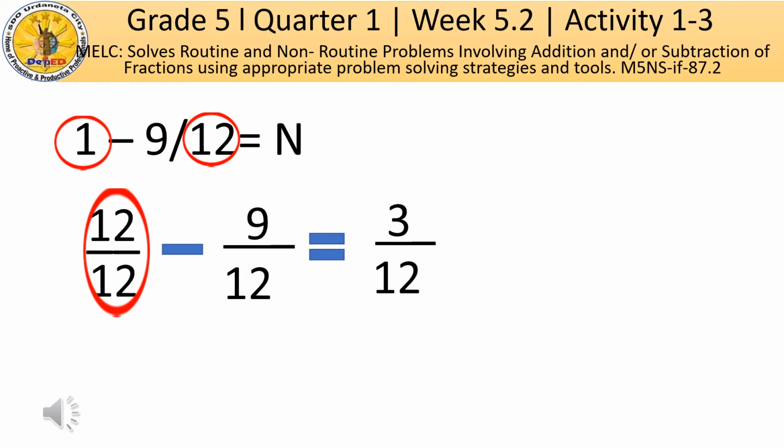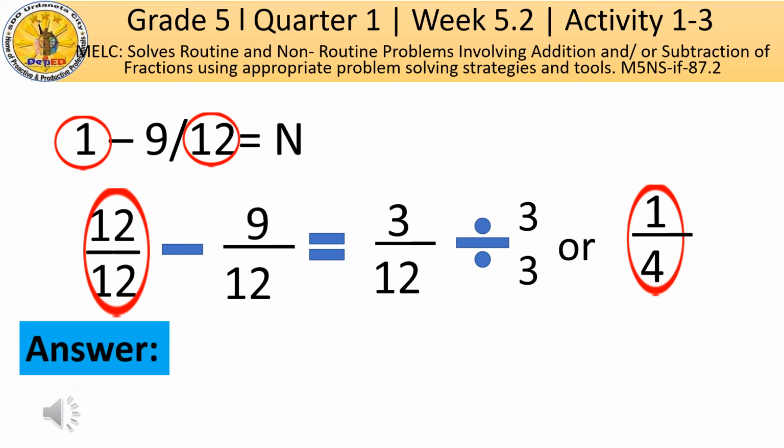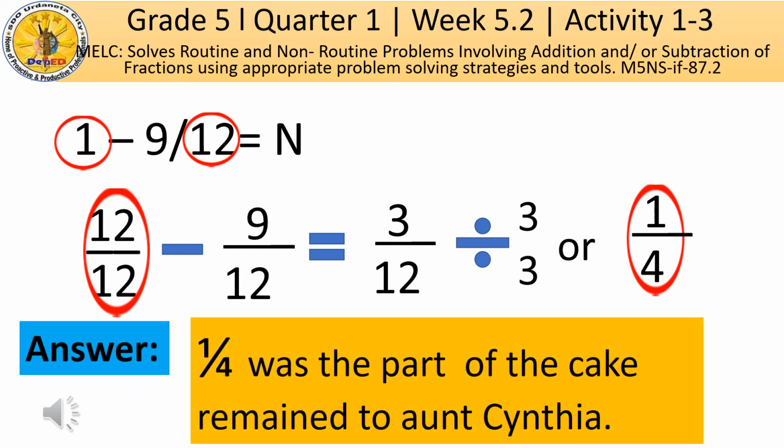We can still simplify 3/12 or reduce it to lowest terms. What do you think is the common divisor of 3 and 12? So 3 is the divisor of both 3 and 12. Let us divide. 3 divided by 3 is 1, and 12 divided by 3 is 4. The lowest term is 1/4. Therefore, the final answer is 1/4 was the part of the cake that remained for Aunt Cynthia.